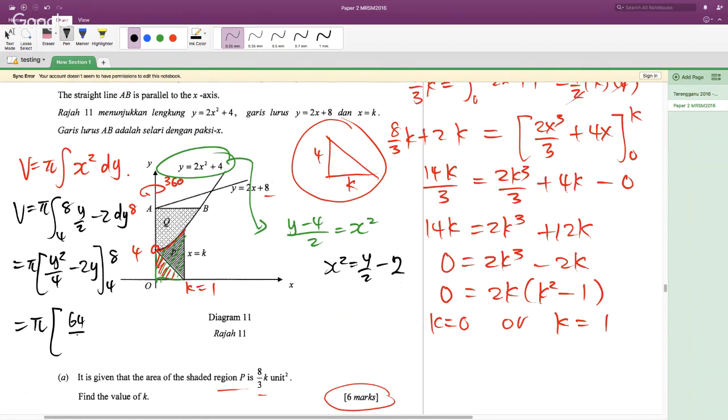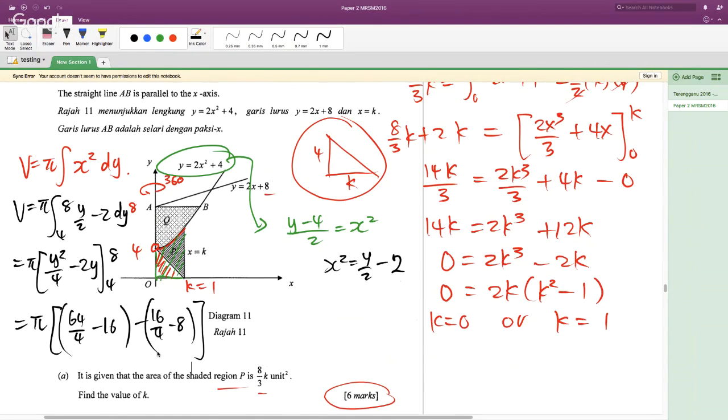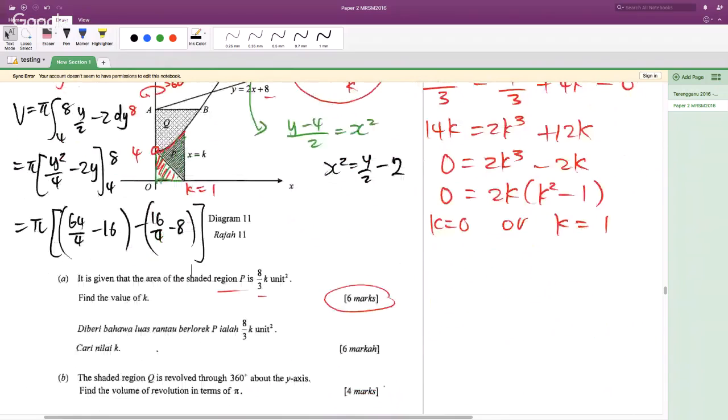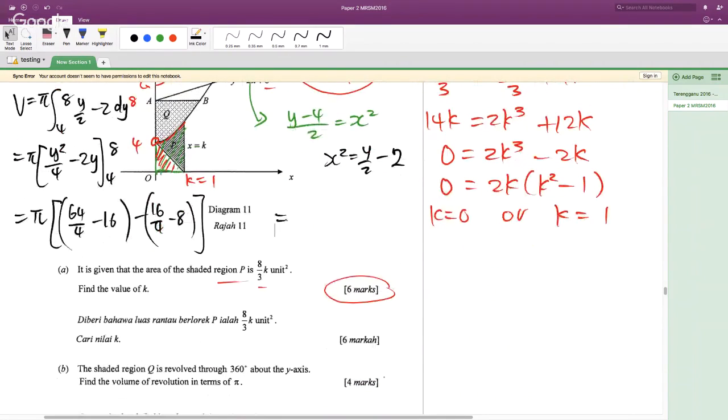So this is 64 over 4 minus 16, minus 16 over 4 minus 8. I just do the quick substitution and then I should be able to get my final answer using a calculator. 64 over 4 is just 16, minus 16. Interesting, I get 0. 64 divided by 4 is 16, 16 minus 16 is 0. Then 0 minus, 4 minus 8 is negative 4, so it's plus 4. So it equals 4 pi.